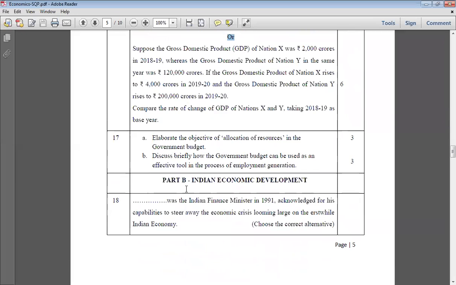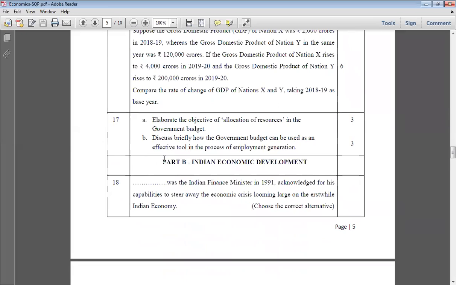Then again part B. After finishing part A, you can go for part B. Don't shuffle. Usually, if you do like this, it will affect your marks. So kindly finish part A and go for part B. Or if you have chosen part B first, finish that and then go for part A. Don't shuffle.